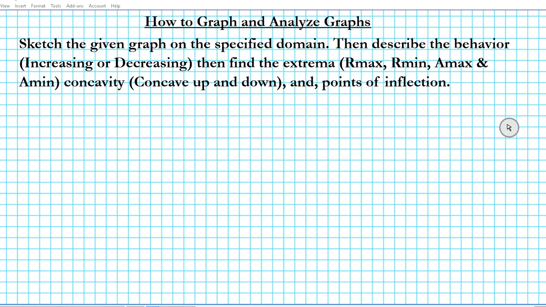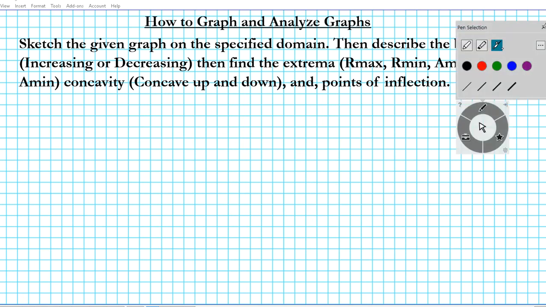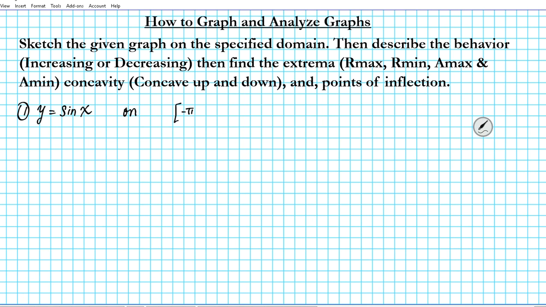Alright, the instructions for the example we're going to be looking at are as follows. We're to sketch the given graph on the specified domain. Then we'll describe the behavior, where it's increasing or decreasing. We'll find the extrema, relative and absolute, and then the concavity and specify the points of inflection. Okay, so let's say we have the parent-trig function y equals sine x, and we're to graph and analyze it on the interval negative pi over 2 all the way to 2 pi.